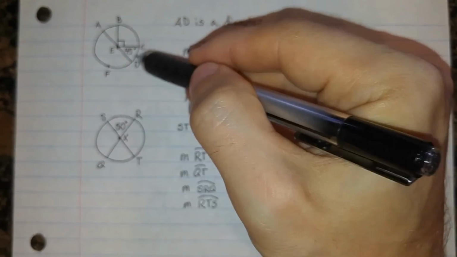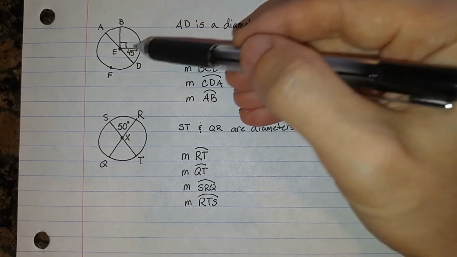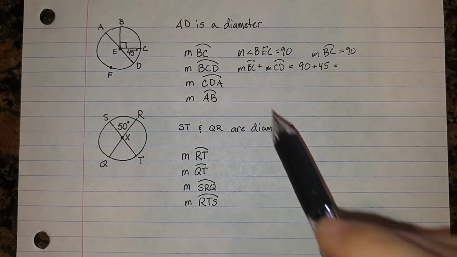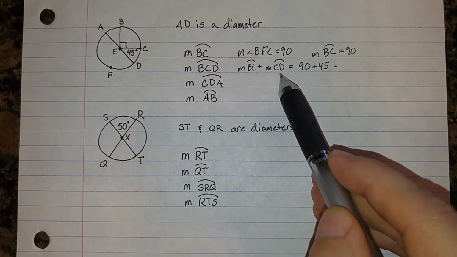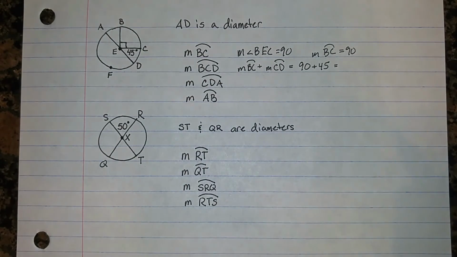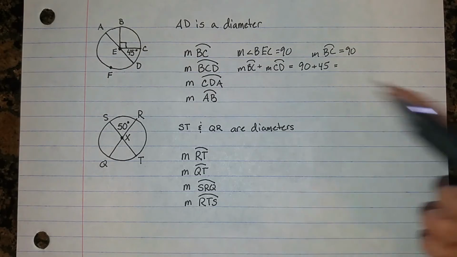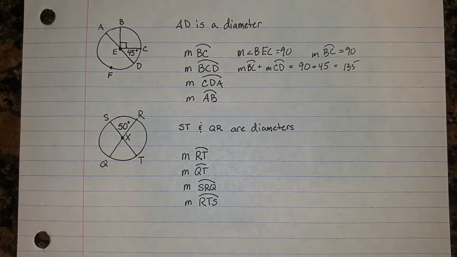So BCD is right there. Now we know that angle CED is 45 degrees, and we know that angle BEC is 90 degrees. So basically if we add those two, we get that arc. Angle BEC plus angle CED is going to be the whole entire arc measurement. So if this is 90 and that's 45, 90 and 45 make 135. There we go. So the next one we have is the measurement of arc CDA.